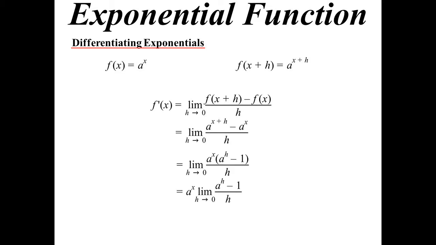What I do is I factorise out the a to the power of x. Now I can bring that to the front of the limit, because as h approaches 0, it's going to have no effect on that factor of a to the power of x. So I'm now left with a to the power of h minus 1 over h. So we're going to look at this in a bit more detail. A to the power of h minus 1 over h.